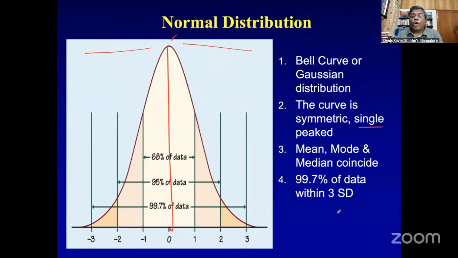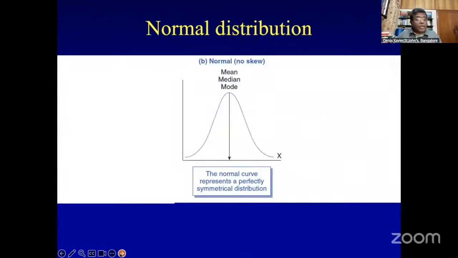Then the important thing is that almost all of the data, 99.7% of the data, is within 3 standard deviations. So in other words, 1.5% of the data is here, and 1.5% of the data is here. That's all. Almost all of the data are within 3 standard deviations. So this is a normal distribution. Mean, median, and mode are the same. There is no skew. This is otherwise called a perfectly symmetrical distribution.